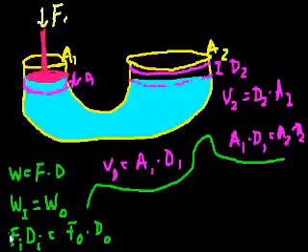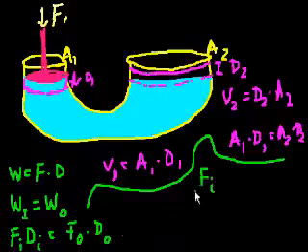And I said that means the input work is equal to the output work, or that the input force times the input distance is equal to the output force times the output distance. That's just the definition of work. Let me rewrite this exact equation, and just for kicks, let me divide the input force by this area.